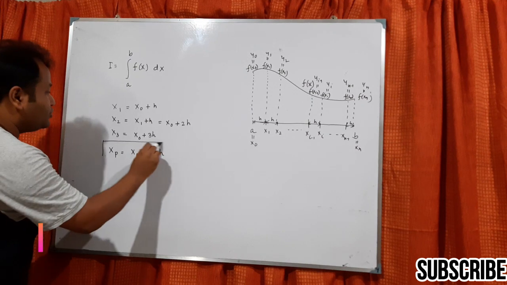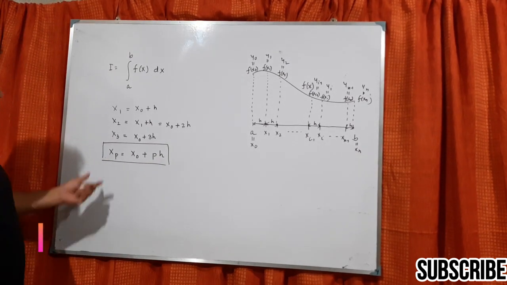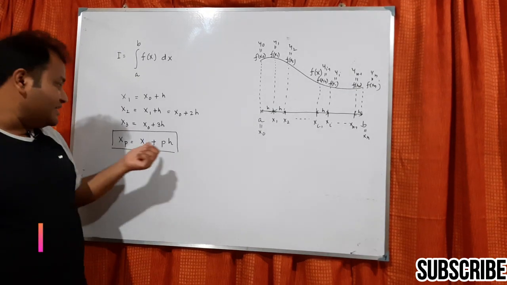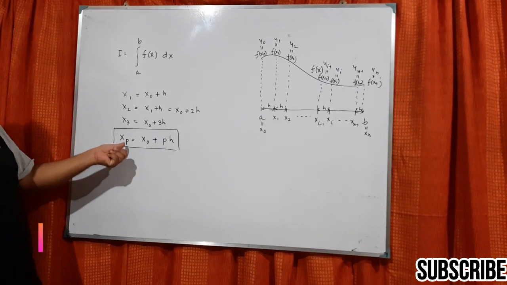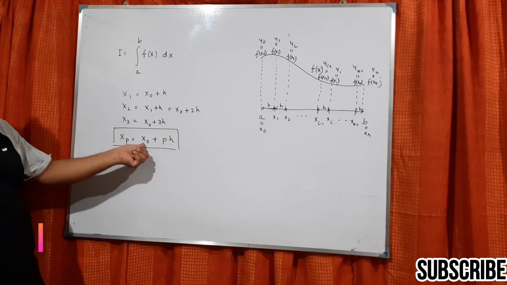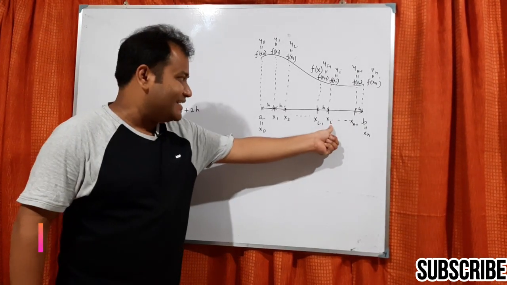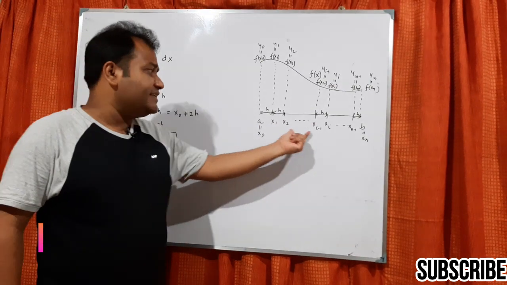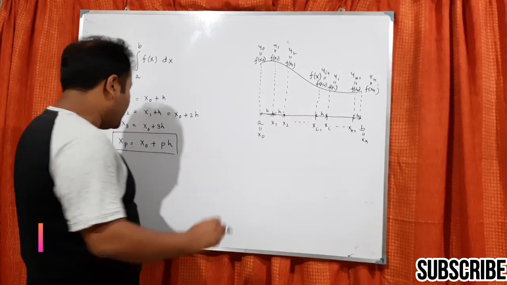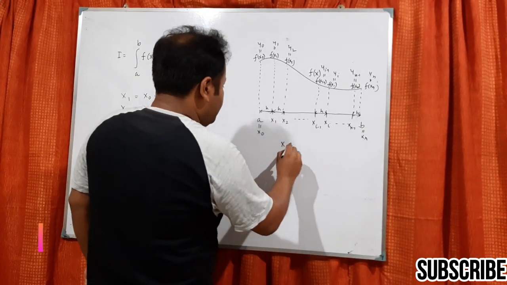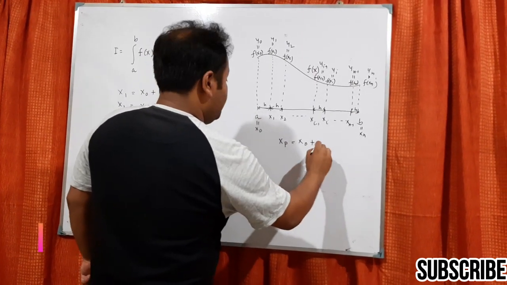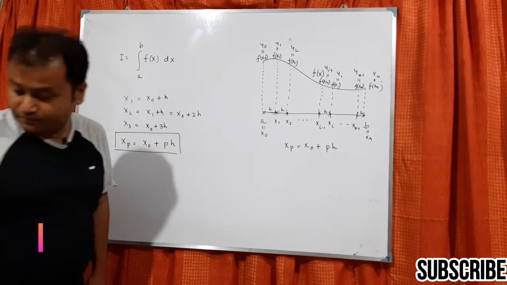I want you to try to understand this one. So xp can be written as x naught plus p times h. That is, we want to interpret all the quantities in terms of the starting point. So if there is xi, that can be written as x naught plus i times h and so on. So what we have got is xp equals x naught plus p times h.